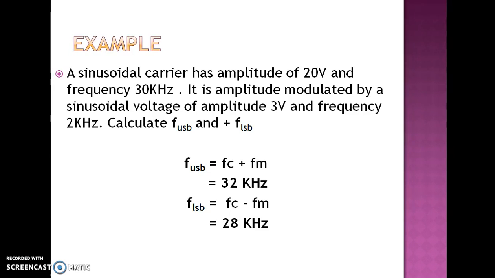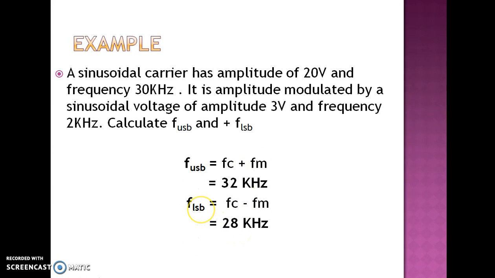As per the formula, FUSB will be equal to Fc plus Fm. Fc is 30, Fm is 2, so 30 plus 2 is 32 kilohertz. Whereas FLSB will be equal to Fc minus Fm, so that is 30 kilohertz minus 2 kilohertz, which comes to 28 kilohertz.